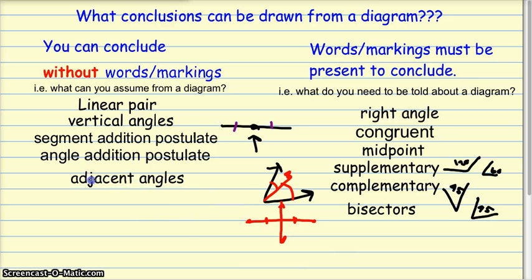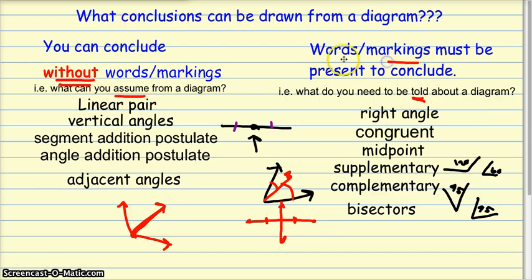Adjacent is a definition that leads you to a location. Adjacent just means that two angles are side by side, and you can assume two angles are side by side if you physically see them. I'm not talking about their measurements or anything. I'm just giving them a location. So things that you can automatically assume, things that I don't need to tell you, over here. These are things that you need to be told, either using words or markings.